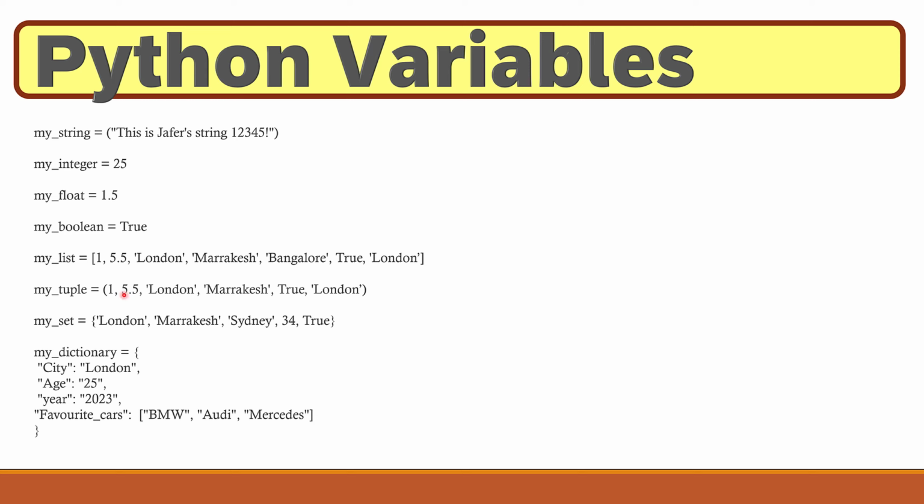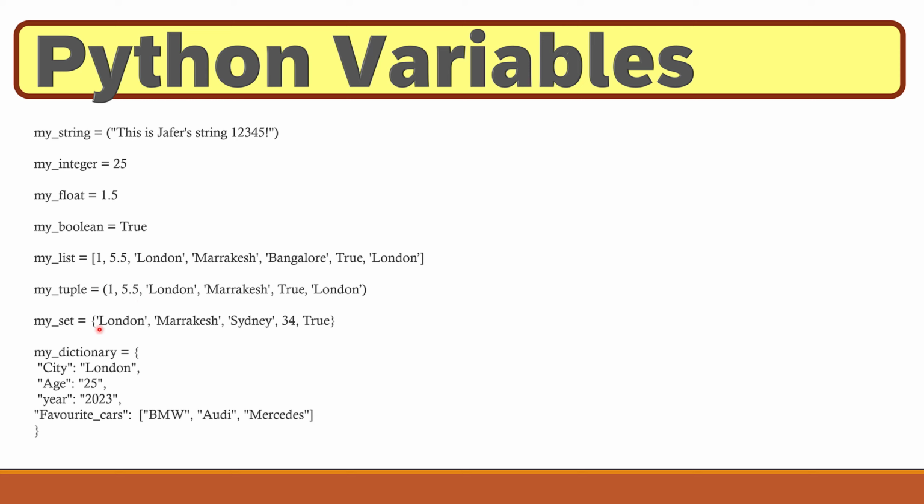Tuples are written with round brackets, and tuples are ordered, unchangeable, so we cannot change, add or remove items after the tuple has been created. And tuples also allow duplicate values. And we can see, like lists, tuples can be of any data type, such as an integer, a float, and some string values here as well.